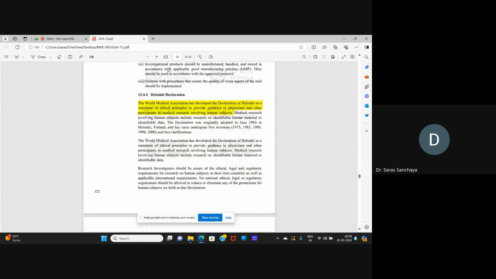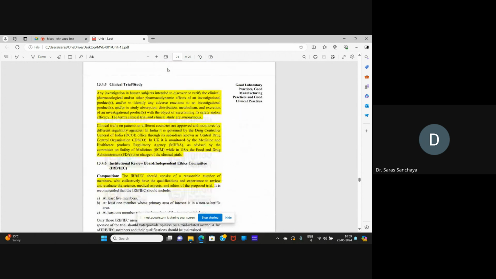Helsinki Declaration. The World Medical Association developed the Declaration of Helsinki as a statement of ethical principles to provide guidance to physicians and other participants in medical research involving human subjects. Medical research involving human subjects includes research on identifiable human material or identifiable data. The declaration was originally adopted in June 1964 in Helsinki, Finland, and has since undergone many revisions and clarifications.